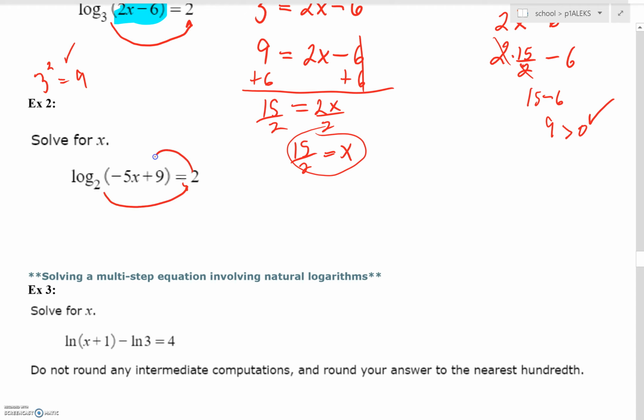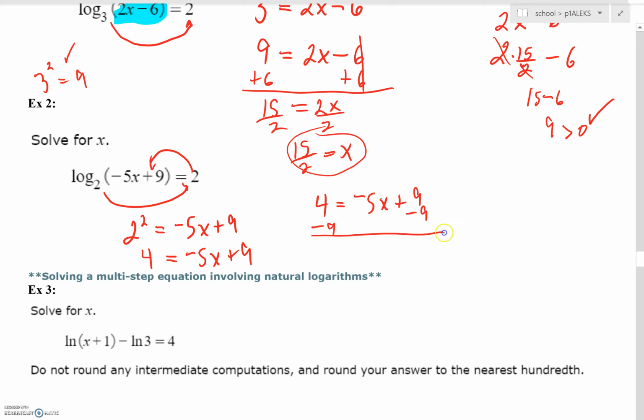Take a look here. We're going to do a log circle. 2 to the second is equal to negative 5x plus 9. 2 to the second is a 4. And right now, I'm just going to recopy this problem. Tell you what, I'm going to subtract a 9. And 4 minus 9 is negative 5. And as I divide by a negative 5 here, you can see x will equal 1.